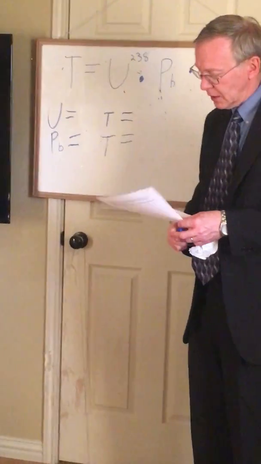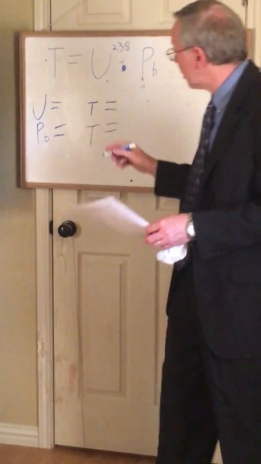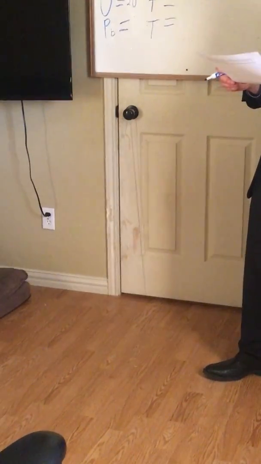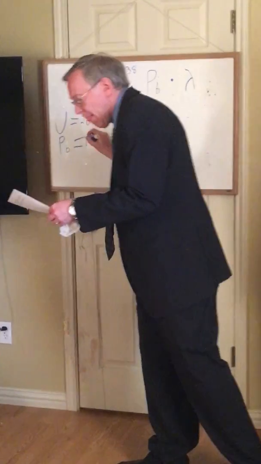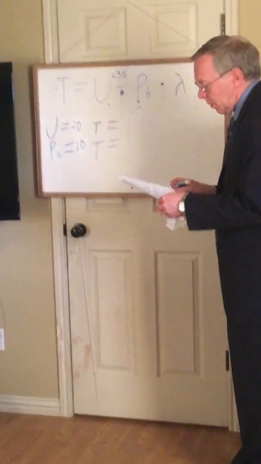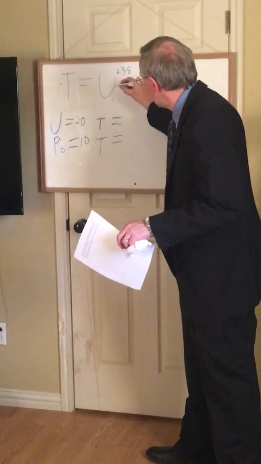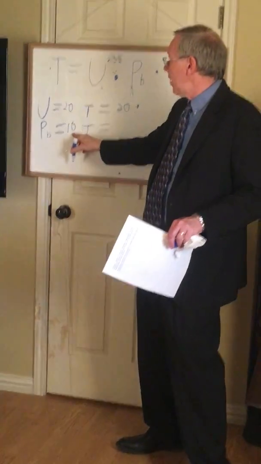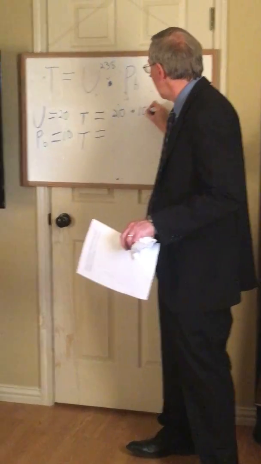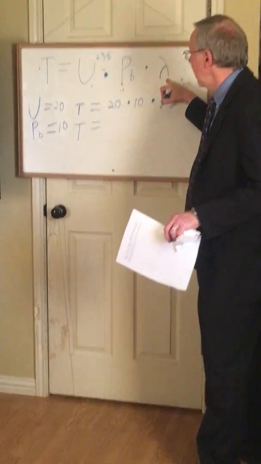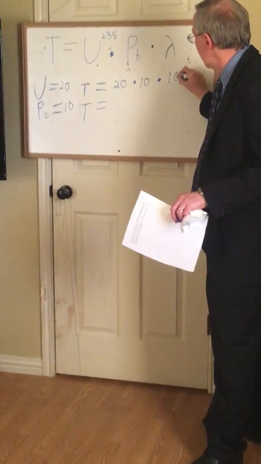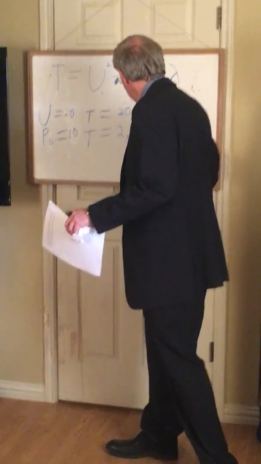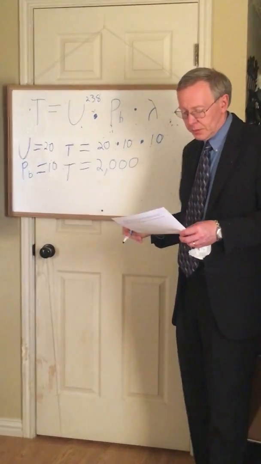A rock from Earth is analyzed, and the total amount of U-238 in the rock is determined to be 20 grams. And the total amount of lead left in the rock is determined to be 10 grams. So we substitute for T equals uranium. Uranium is 20 grams, multiplied by the total amount of lead left, which is going to be our 10 grams, times the value for lambda, which for uranium is 10. Okay, and that gives us an age of this Earth rock of 2,000 years.